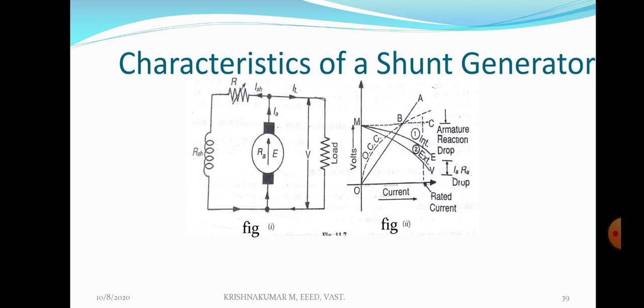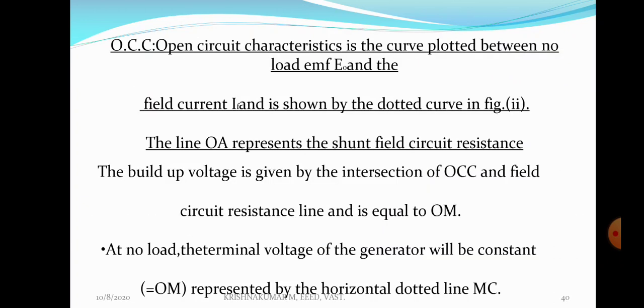Internal and external characteristics are shown in figure 2. In figure 2, there are three curves: the OCC, shown as a dotted line, curve 1 the internal characteristic, and curve 2 the external characteristic. The internal characteristic is E versus IA, and the external characteristic is V versus IL. The dotted curve, the OCC, shows the relation between the generated EMF under no load condition, E0, and the field current IF.